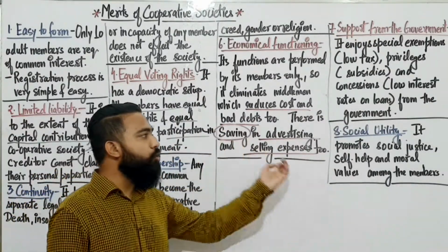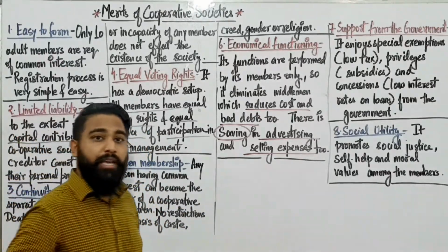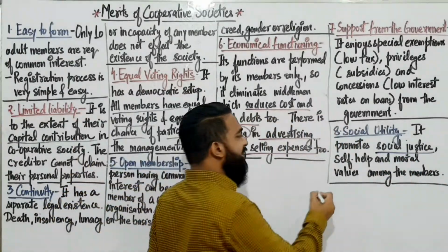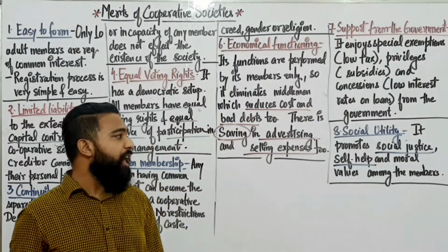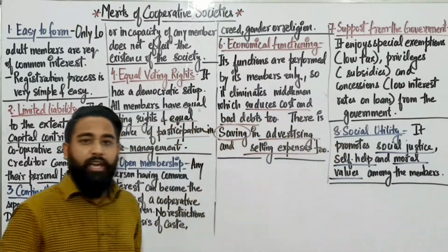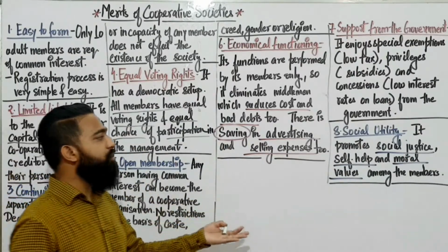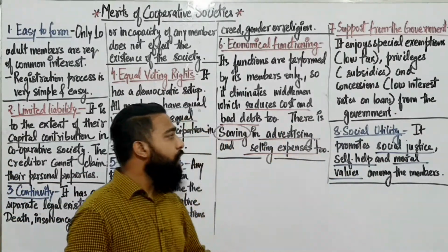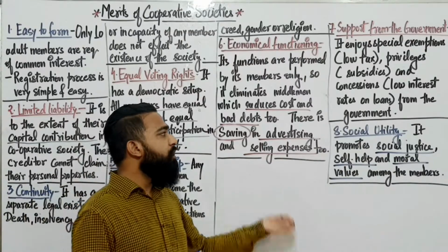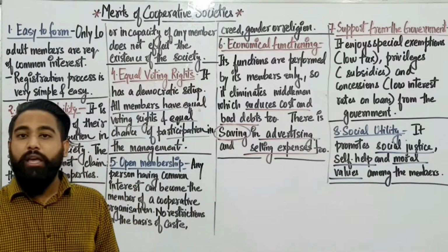And the last one is social utility. It means it promotes social justice. They help the needy persons. Social justice is there, and they encourage self-help. They provide them self-help, and they give moral values. They encourage moral value. The members, the poor fellows, they help each other. And it promotes moral value, and they encourage them to self-help. They can make a group and help each other. So they give the social utility. It is imparting social utility among the members.